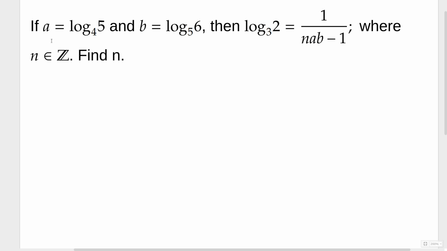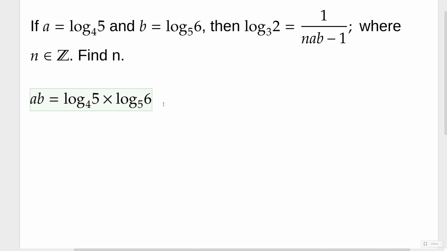So here if you observe, this is a and b. So let's multiply a and b. Before proceeding with the solution, I would suggest that you pause the video and try it on your own. Alright, so I hope that you have tried by yourself. Now let's proceed ahead. We can just multiply a times b, that is log 5 base 4 times log 6 base 5.